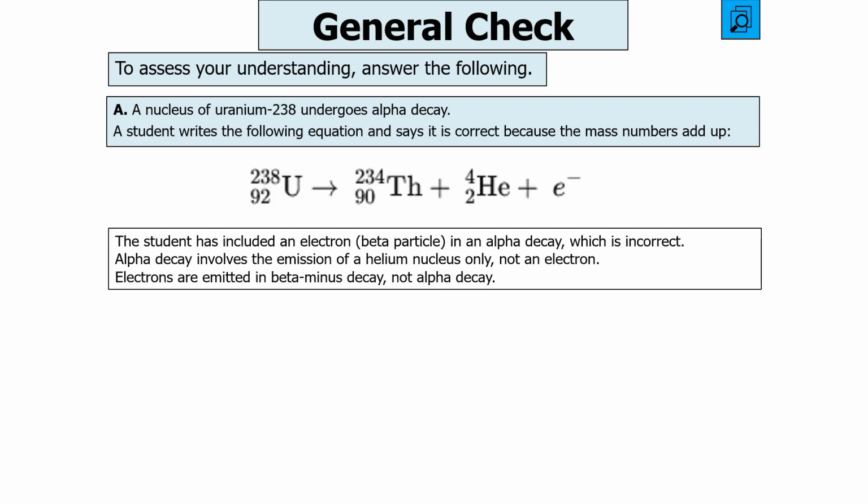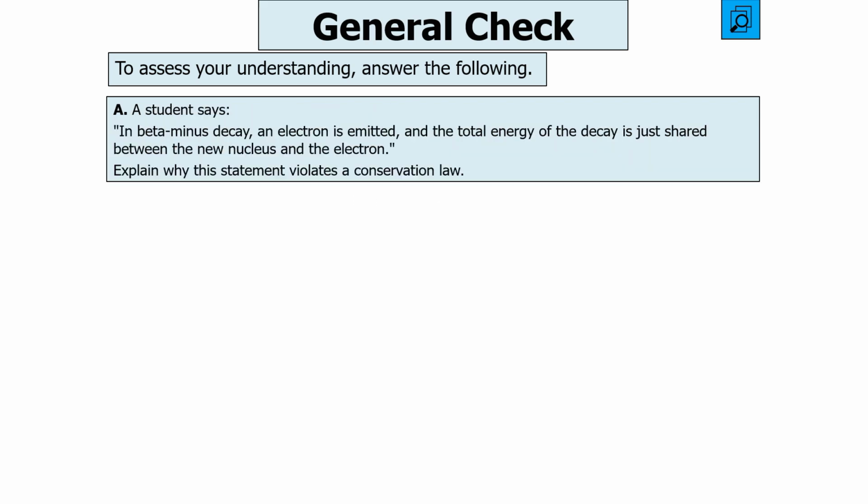The next question. A student says in beta minus decay an electron is emitted and the total energy of the decay is just shared between the new nucleus and the electron. Explain why the statement violates a conservation law. So pause the video now, then unpause the video when you want to go through your answer.